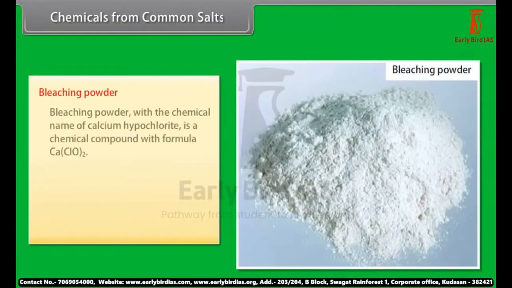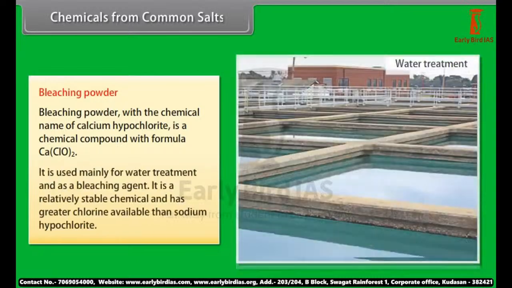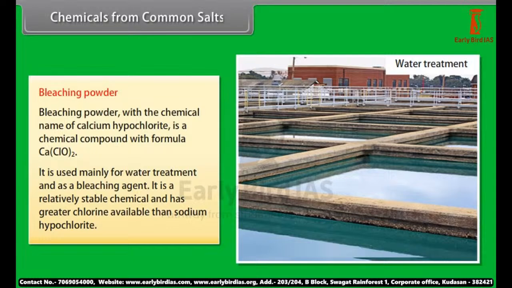Bleaching powder. Bleaching powder, with the chemical name of calcium hypochlorite, is a chemical compound with the formula Ca(ClO)2. It is used mainly for water treatment and as a bleaching agent. It is a relatively stable chemical and has greater available chlorine than sodium hypochlorite.